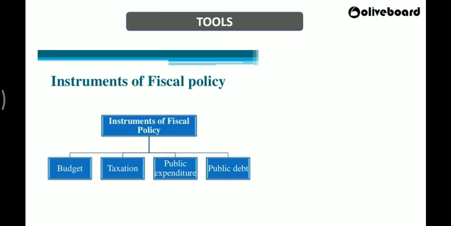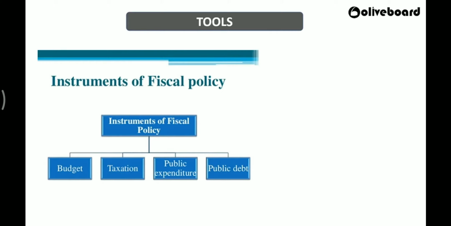Next one, public expenditure and public debt. Public expenditure means how much the government is spending for the country. Say for example, transfer payments like the pension they are giving. Yes or no? That is a public expenditure. Health services they are giving, government hospitals, for that they are spending. It is a government expenditure. Again, public expenditure is an instrument or a tool of fiscal policy.